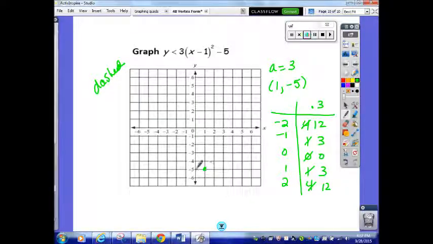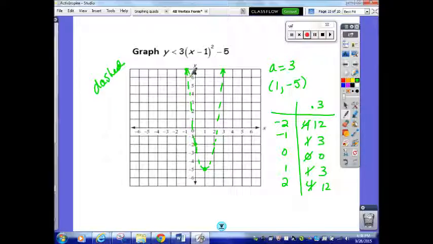So we're going to go left 2, up 12. Left 1, up 3. 0, 0, right 1, up 3, and right 2, up 12. It's dashed. And it's a curve, not a V, okay? Make sure these shapes are a U each time. A quadratic shape is always a U.